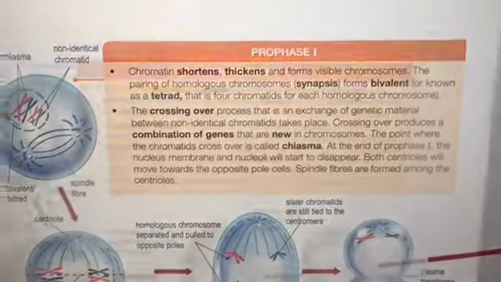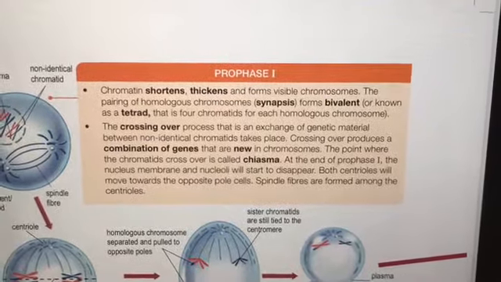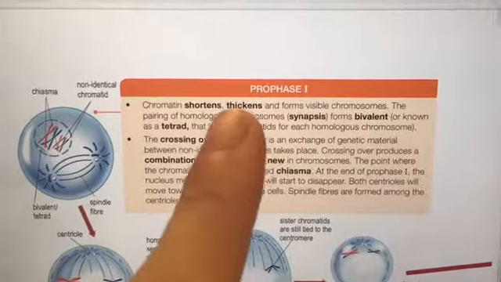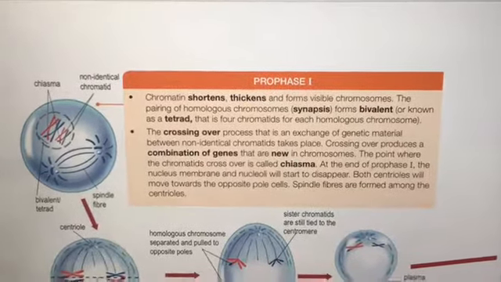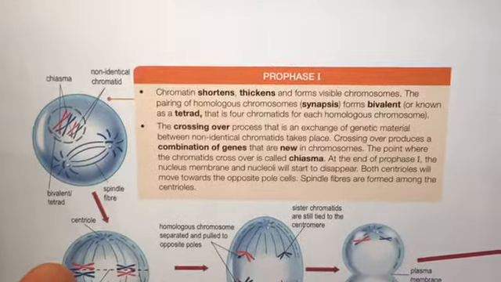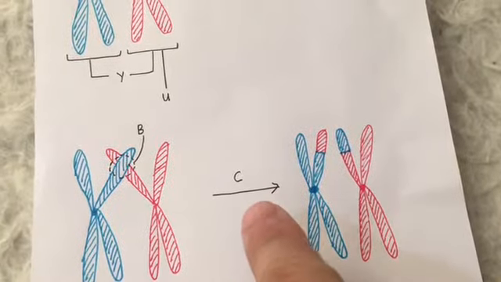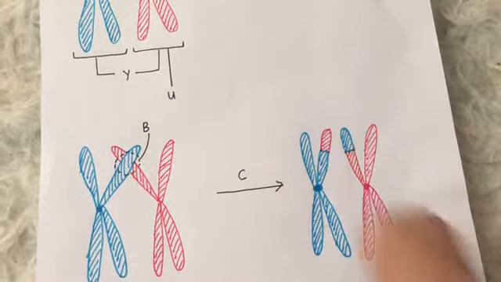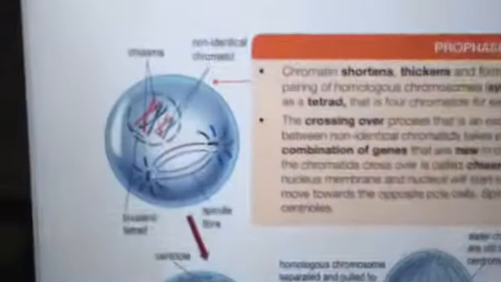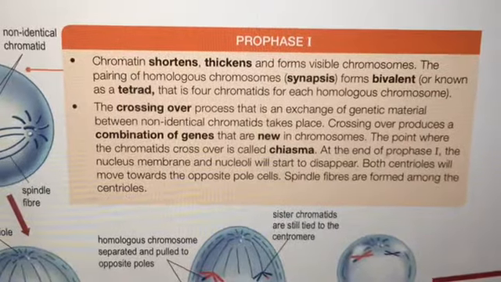Okay, the crossing over process, that is an exchange of genetic material between non-identical chromatids, takes place during prophase 1. Crossing over produces a combination of genes that are new in chromosomes. So here, recombination, crossing over, you get new combination of genes in one chromosome. Okay, the point where the chromatids cross over is called chiasma.